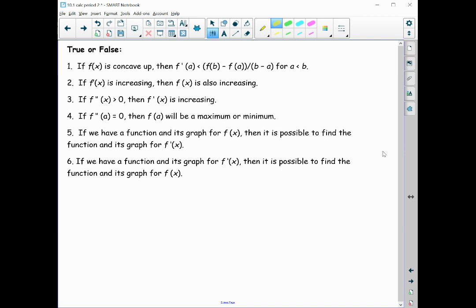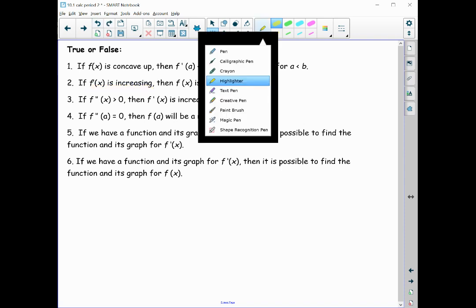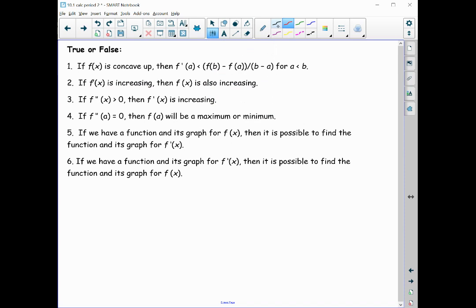So to go over the answers to these, I'm going to save number 1 for last because that one's a little bit more intense. So this one says, if f prime is increasing, then f of x is also increasing. If I refer to my chart, if f prime is increasing, all I know is that the function is concave up. But a concave up function can be increasing or decreasing, so this is false.